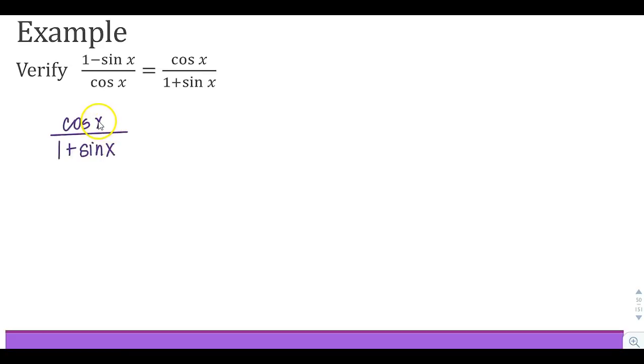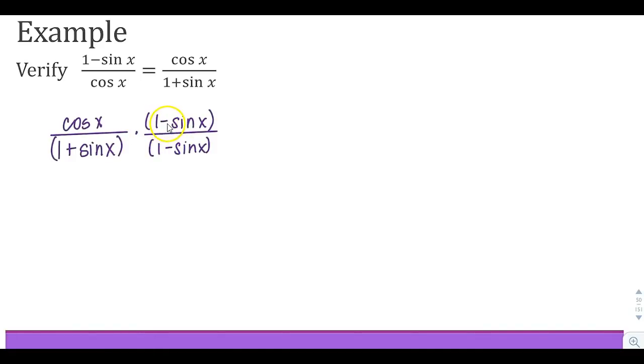And I don't have any trig function squared here, so I can't use a Pythagorean identity. So if I look at what I'm aiming for, I can see I'm aiming for 1 minus sine x over cosine x. And that might be a hint that the strategy I'm going to use is multiplying by the conjugate. So in the denominator, I have 1 plus sine x. So what I'm going to do is multiply both the numerator and denominator by 1 minus sine x, the conjugate of the denominator.